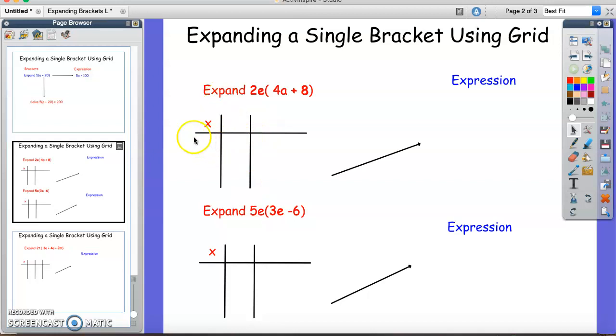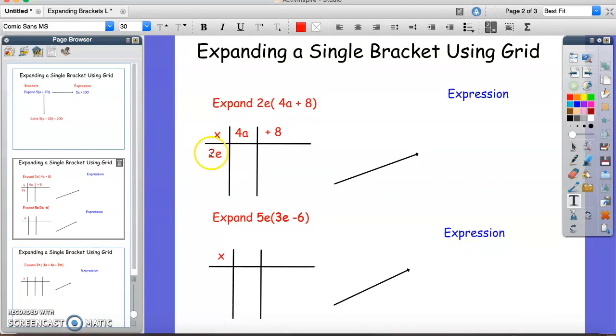So you're going to have two verticals and one horizontal and a multiply sign in your top left corner. What you're going to do is anything that's on the outside of your bracket, or the left hand side of your bracket, you are going to place on the left hand side of your grid. So the 2e will go down here. We're then going to partition everything inside the bracket up into the top of our grid. I'm going to leave that +8 there just for good habits.